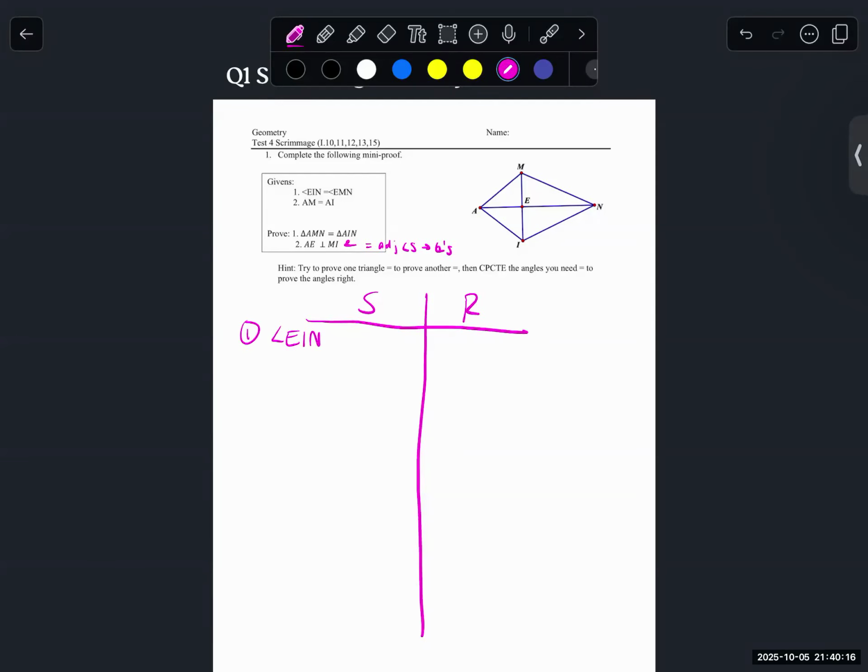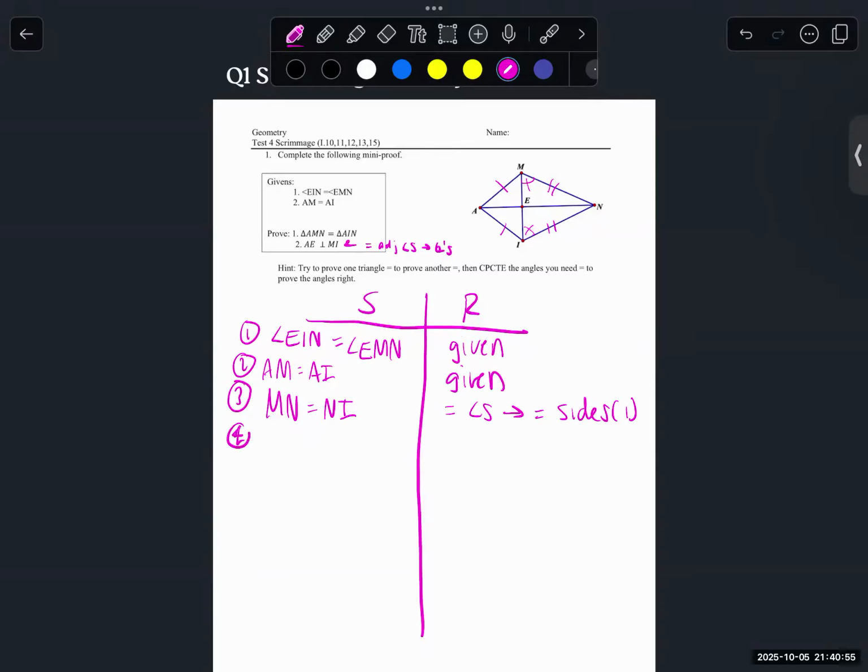Angle EIN is equal to EMN. And AM is equal to AI. Great, so immediately I can see that equal angles give me equal sides. So I can say that MN is equal to NI by equal angles imply equal sides, and that's by line 1. And we'll write our given in.